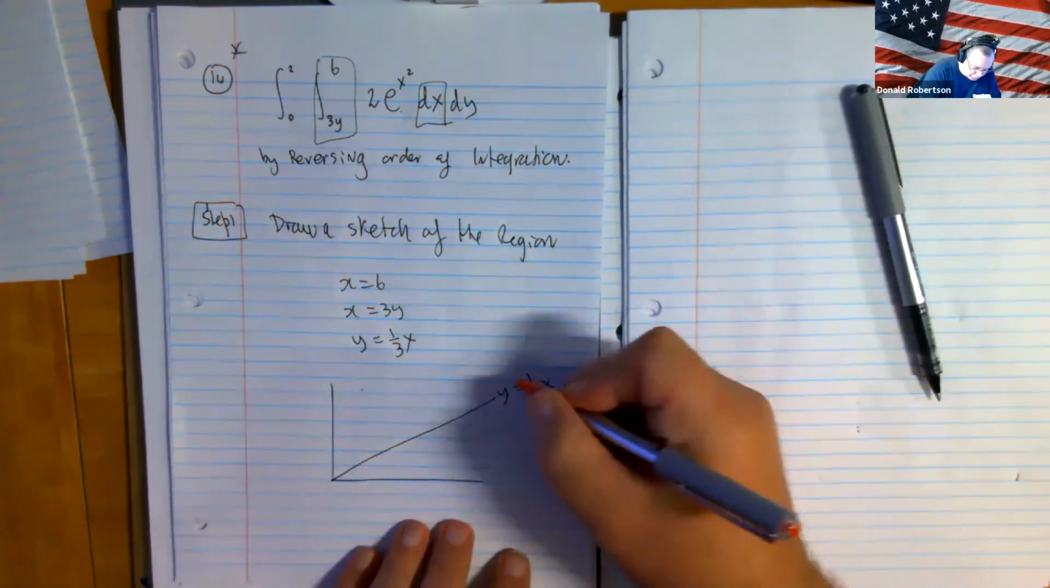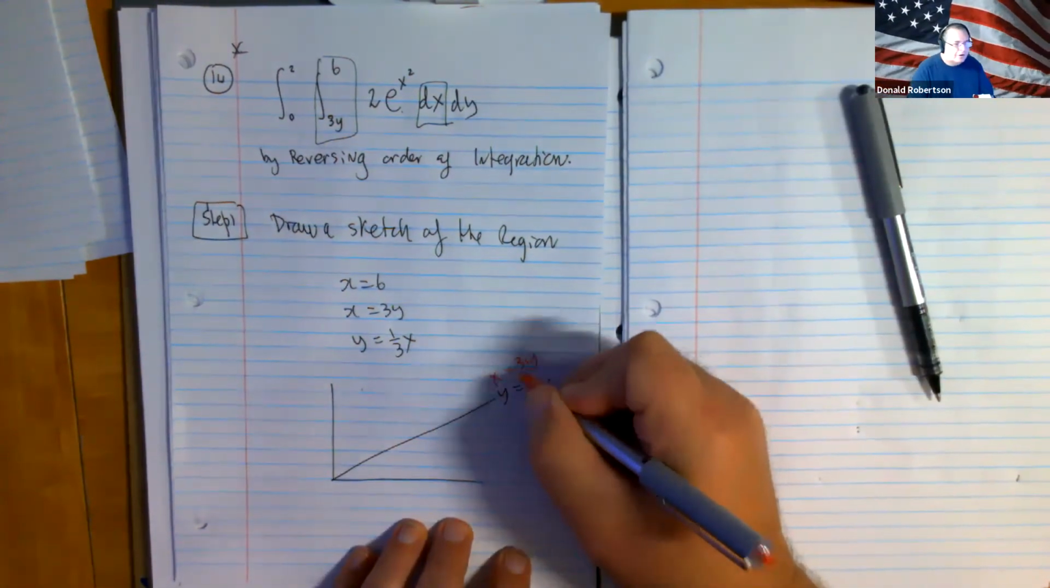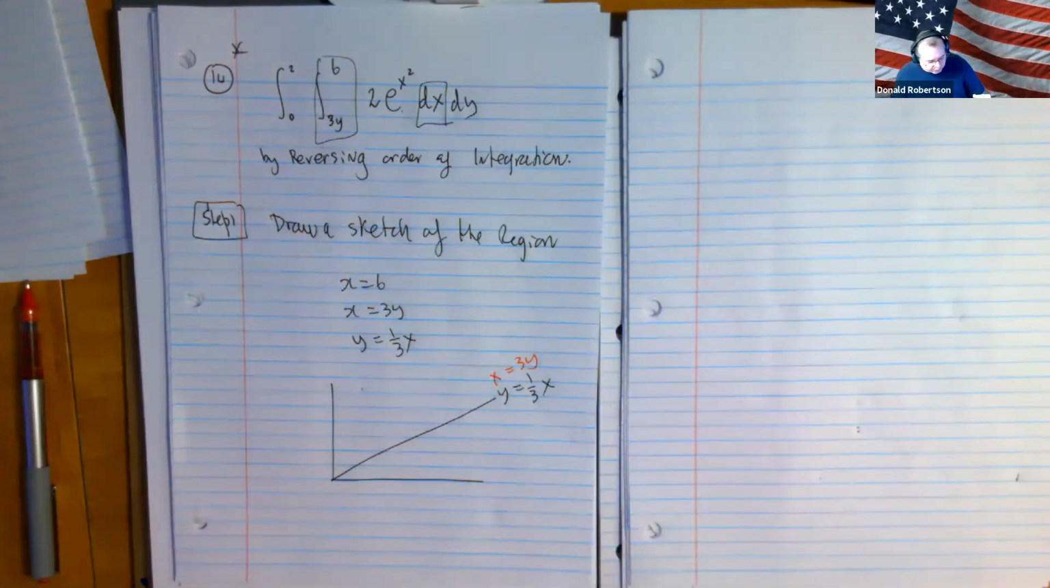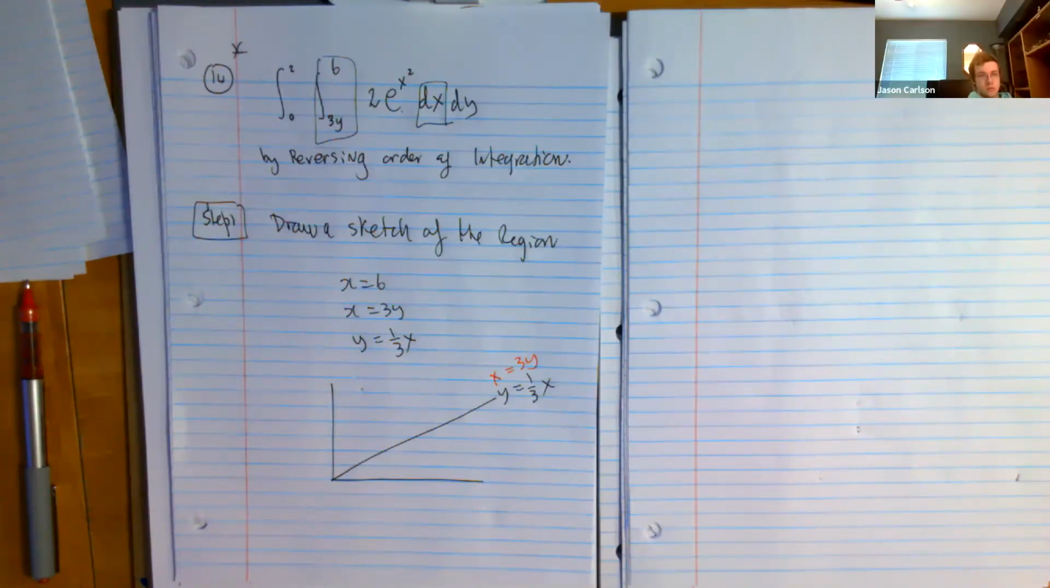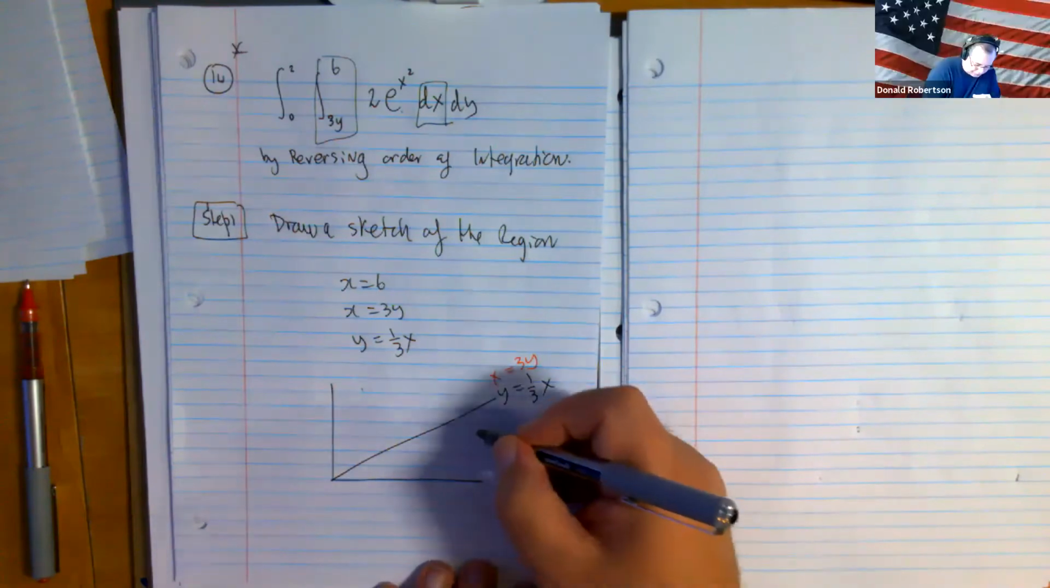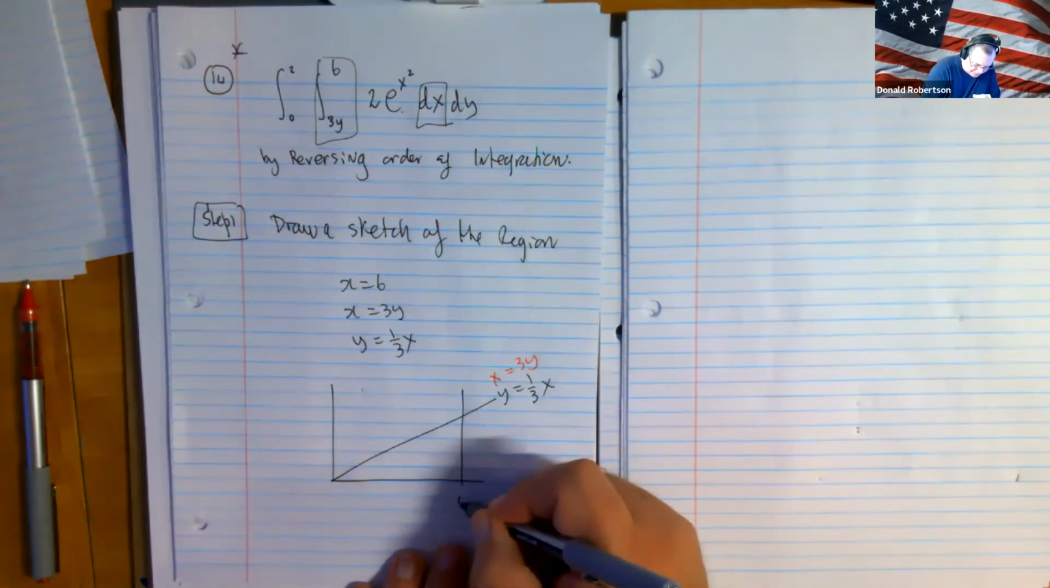It originally was called x equals 3y, but it's the same thing, right? And the other guy was x equals 6. Now, where is x equals 6? Vertical line, horizontal line? It's a vertical line. Right, so somewhere about here, right?